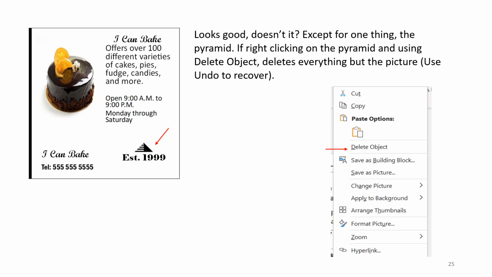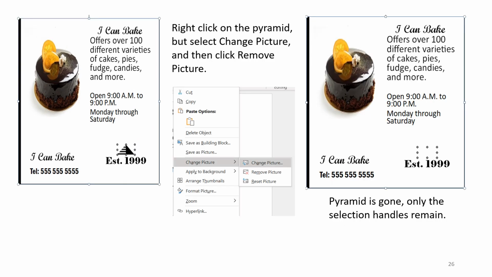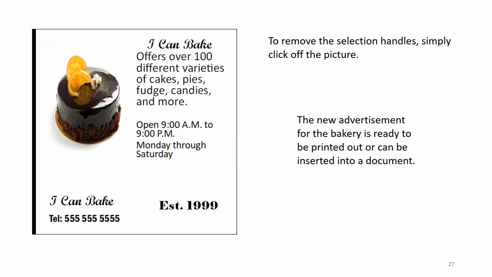Looks good, doesn't it? Except for one thing, the pyramid. If right-clicking on the pyramid and using Delete Object deletes everything but the picture, use Undo to recover. Right-click on the pyramid but select Change Picture and then click Remove Picture. Pyramid is gone. Only the selection handles remain. To remove the selection handles, simply click off the picture. The new advertisement for the bakery is ready to be printed out or can be inserted into a document.